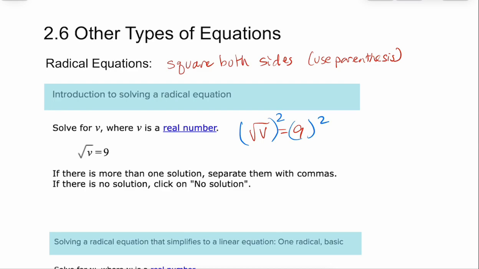And solve it. So the square root and the square are going to cancel each other out. So that's just going to be v. And then 9 squared is just 9 times 9, or 81.